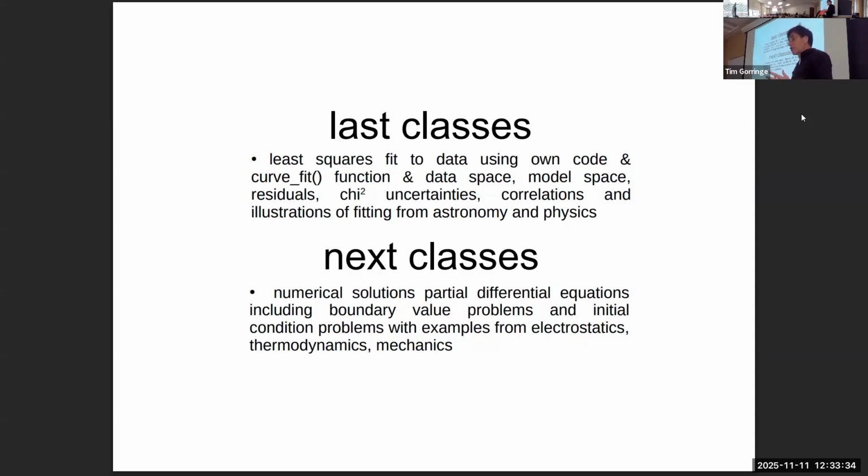We're going to look at applications over the next few classes. We'll look at applications in electrostatics, that's this class. We'll look at applications in thermodynamics next class. We'll look at applications in mechanics, fluid mechanics, next week, I think.